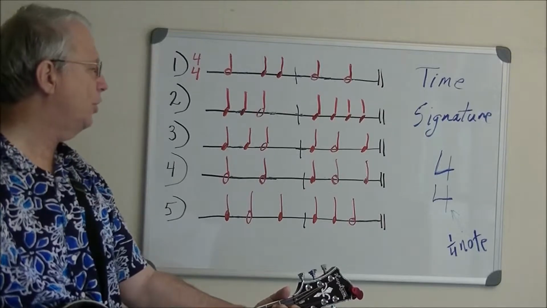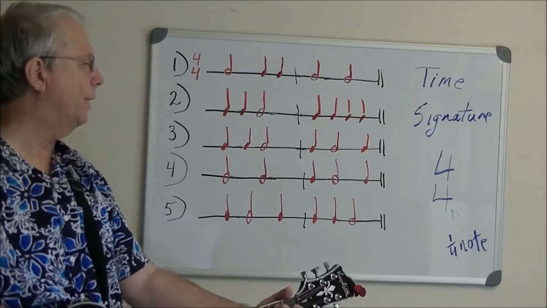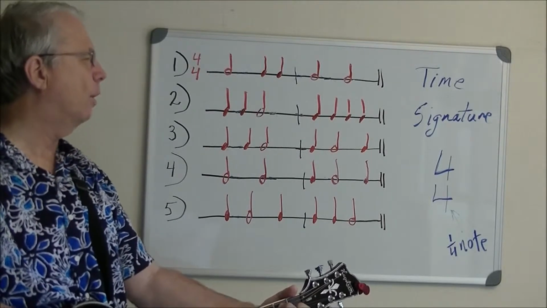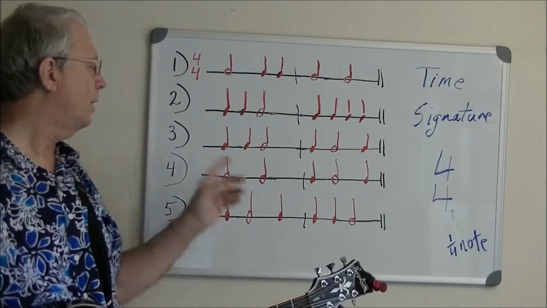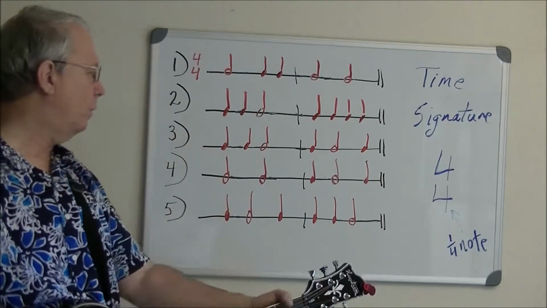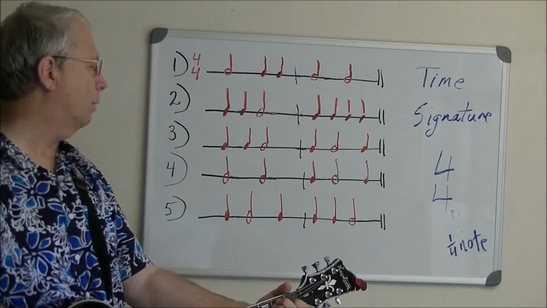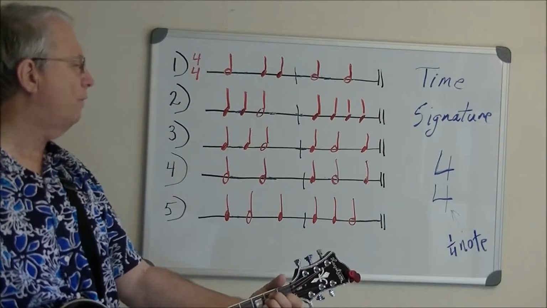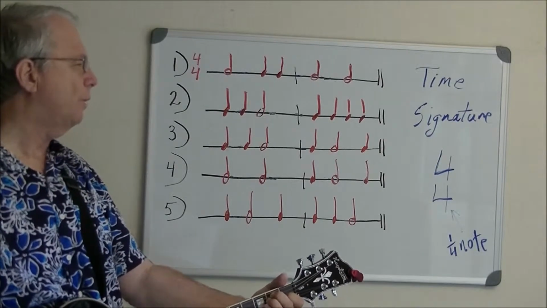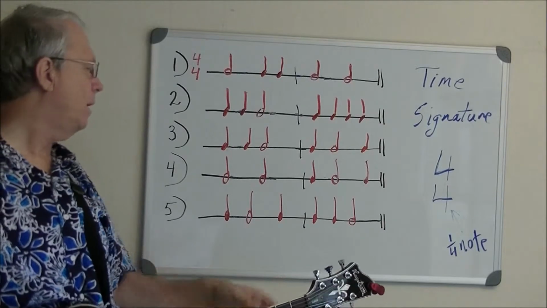1, 2, 3, 4. Playing through number 3 again. 1, 2, 3, 4. Stop.